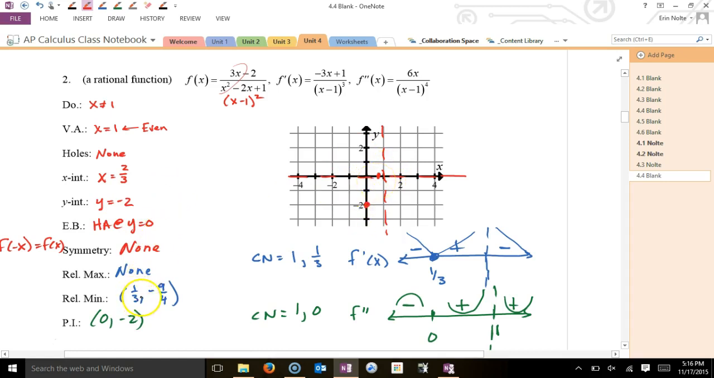Okay, if I plot my points, let's draw my points. 1/3 and negative 9/4, so that's like negative 2 1/4. So that'd be just below here. You can kind of see it goes down and comes back up. And 0, negative 2 is also a point of inflection. All right, so here we go to draw this.